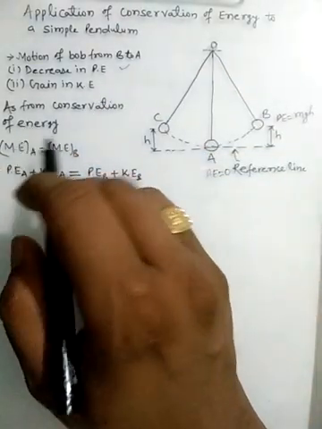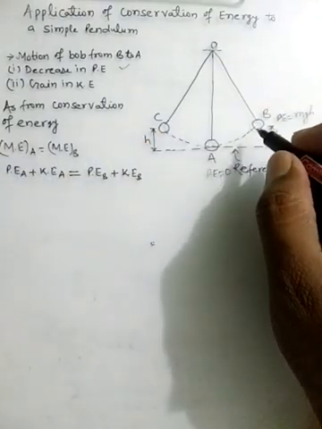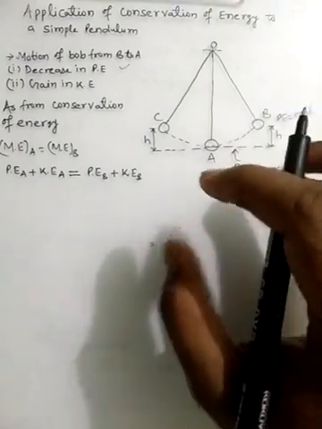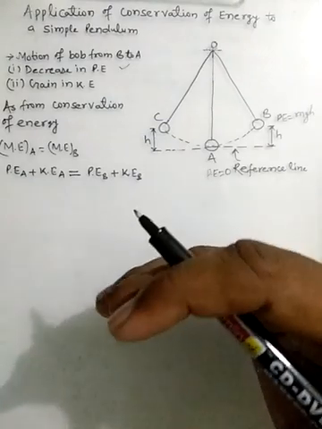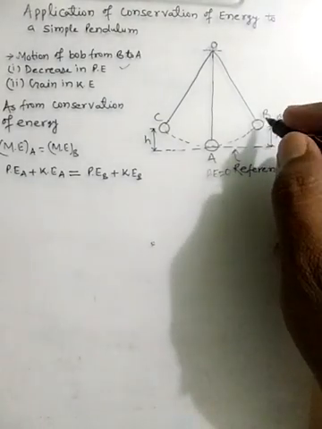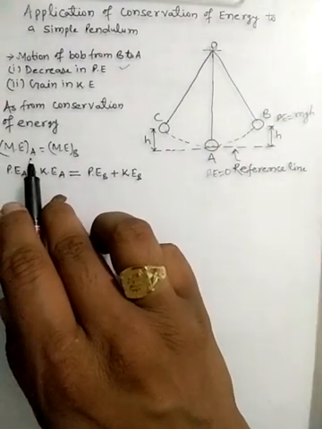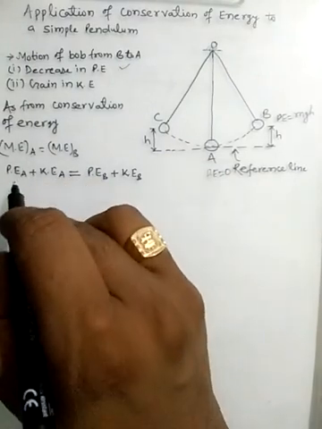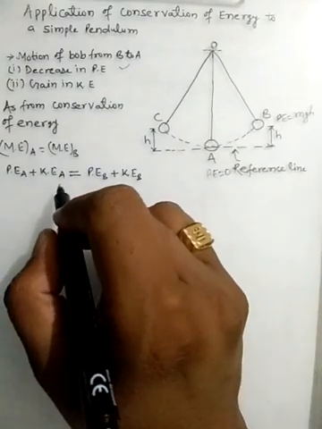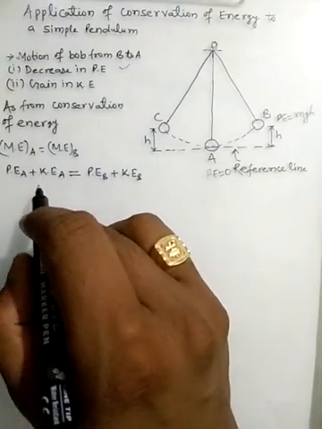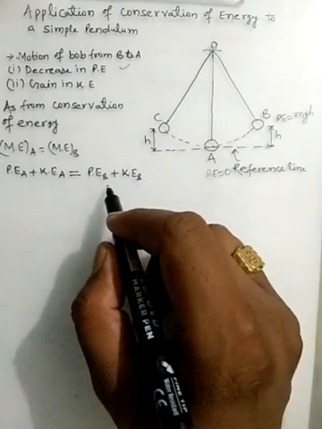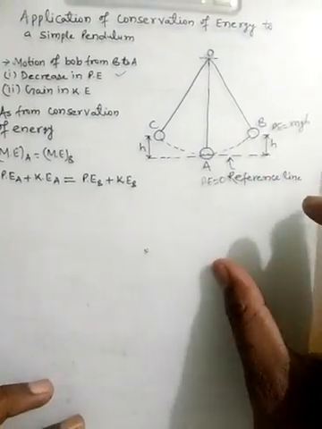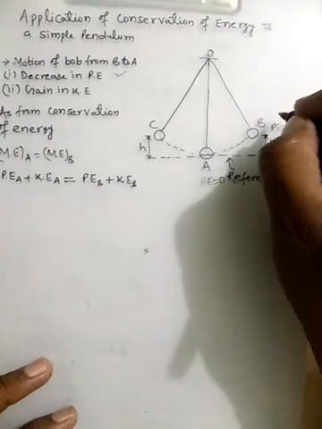Now we know that from the conservation of energy, the total mechanical energy of an isolated system is conserved. It only changes its forms. Here, the total mechanical energy at point A will be equal to the total mechanical energy at point B. And we know that mechanical energy is the sum of potential energy plus kinetic energy. Therefore, potential energy at A plus kinetic energy at A will be equal to potential energy at B plus kinetic energy at B.